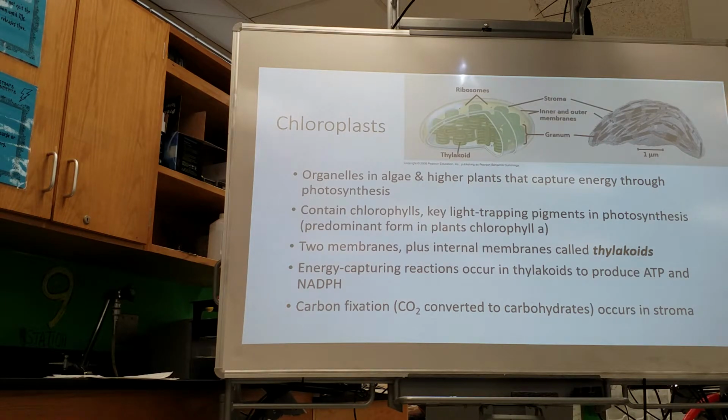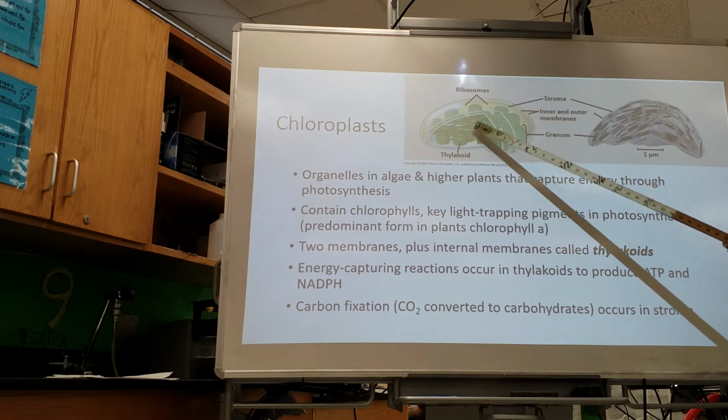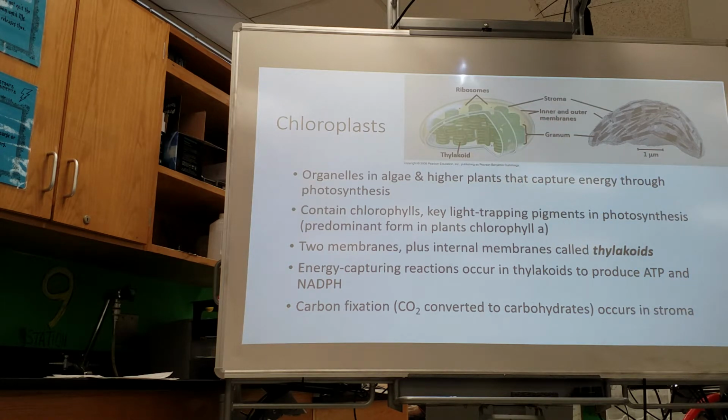Chloroplasts are found in algae and plants. They perform photosynthesis. They are very similar to the mitochondria in that they have multiple membranes. They have these little structures that look like coins called thylakoids. That's where, in those membranes, the light reactions happen. Outside of that, you have a fluid called stroma, and that's where carbon fixation, aka the Calvin cycle, happens.